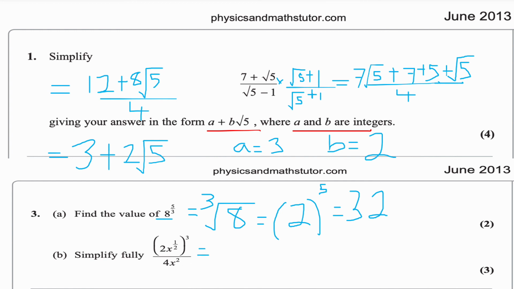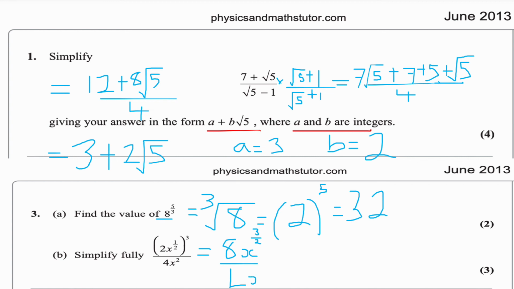Part B, simplify this fully. Well, 2 to the power of 3 is going to be 8. X to the half all cubed, so I multiply the powers together. A half times 3 goes to 3 halves. And then I'm dividing all that by 4x squared.